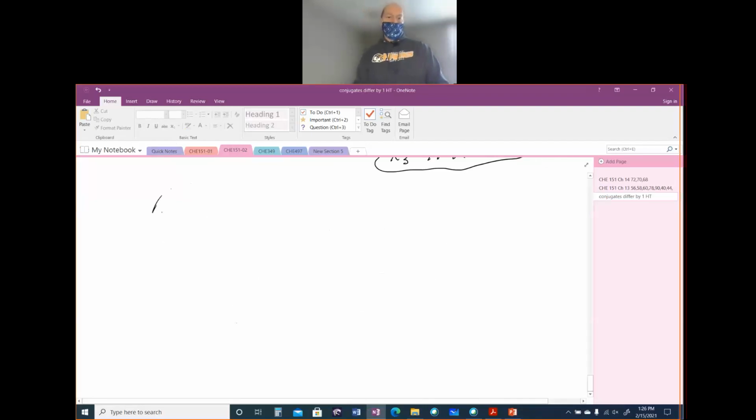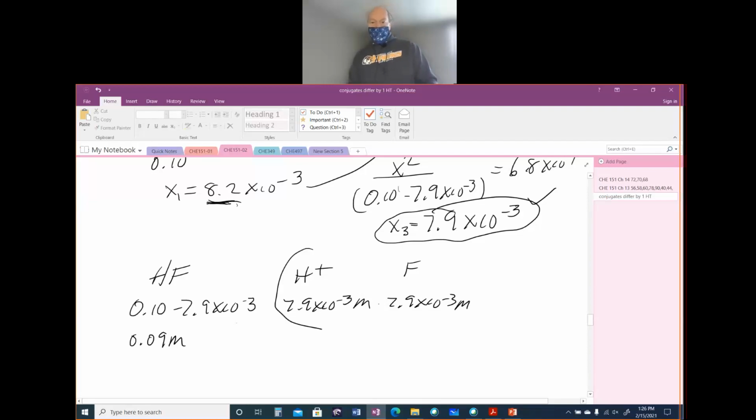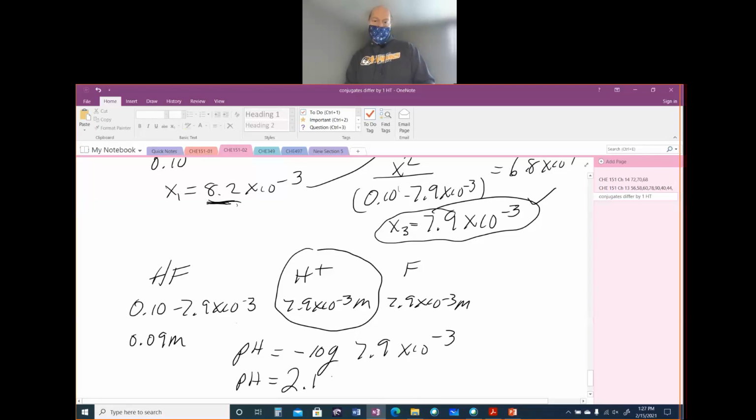All right, so you have your HF, which was 0.10 minus 7.9 times 10 to the minus 3. Then your H plus is 7.9 times 10 to the minus 3, and your F minus, which was x, is 7.9 times 10 to the minus 3. When you subtract, with 2 decimals minus 3 decimals, you keep your answer to 2 decimals, and that comes out to be 0.09 molar. But what we wanted was the pH. The pH is equal to the negative log of 7.9 times 10 to the minus 3. When you push the buttons on your calculator, you get 2.10.